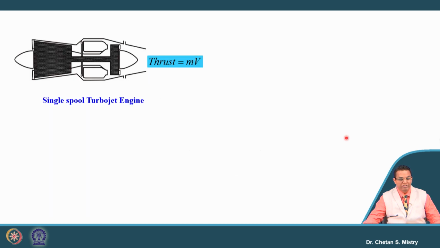So here we have our understanding about the turbojet engine. Initially we started by discussing the single spool turbojet engine, and we realized that thrust is our major requirement for the aircraft engine. The thrust is generated by all these components, and mainly the exhaust velocity coming out from the nozzle is responsible for the generation of thrust.